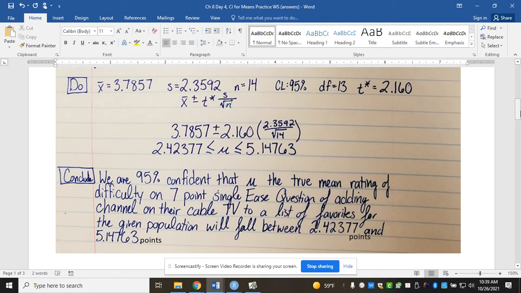And then wording: we're 95% confident the mu, the true mean rating difficulty on a 7-point single ease question of adding a channel on their cable TV to a list of favorites for the given population, will fall between 2.4238 points and 5.1476 points.